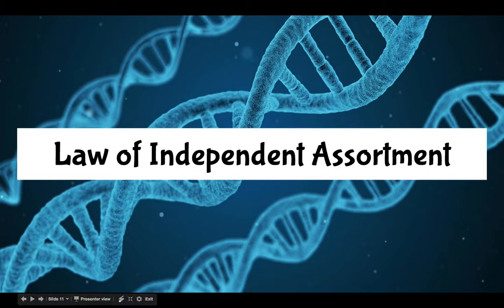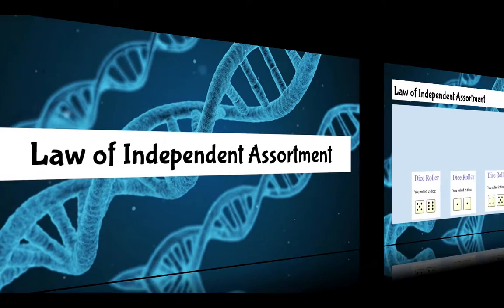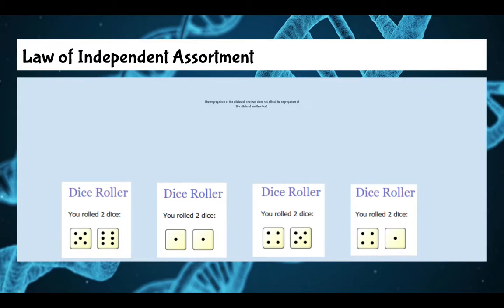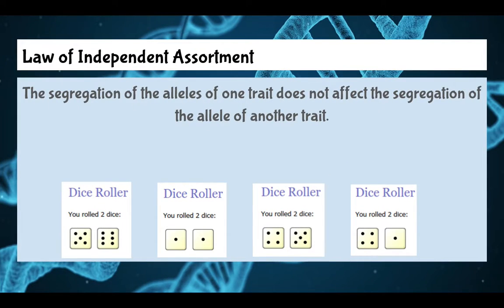This third and final part of the basics of genetics covers the law of independent assortment. The law of independent assortment says that the segregation of alleles of one trait doesn't affect the segregation of alleles for another trait. Okay, let's break that down a little bit.